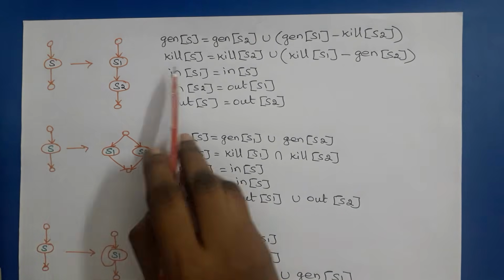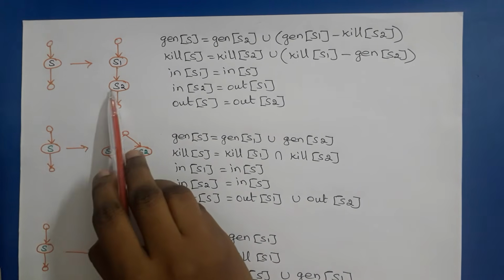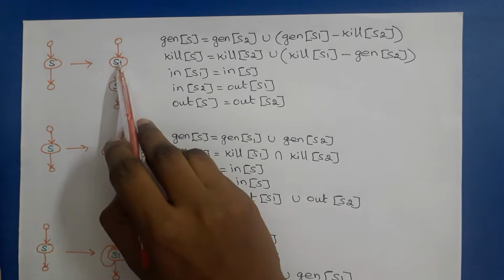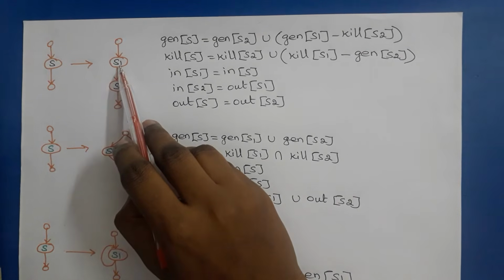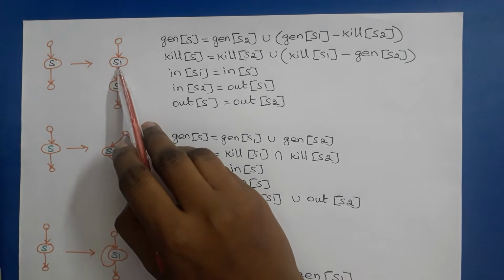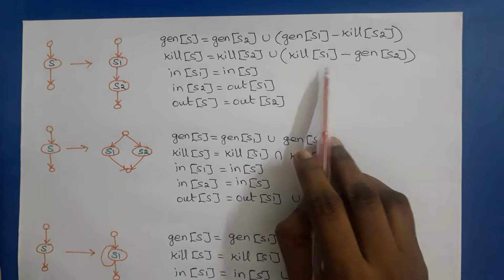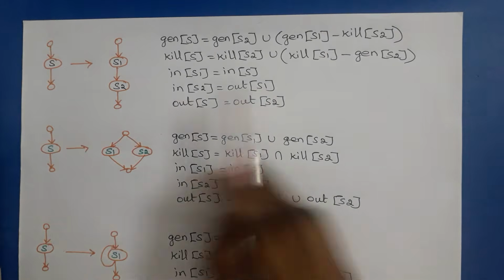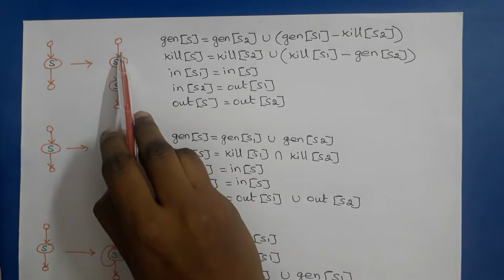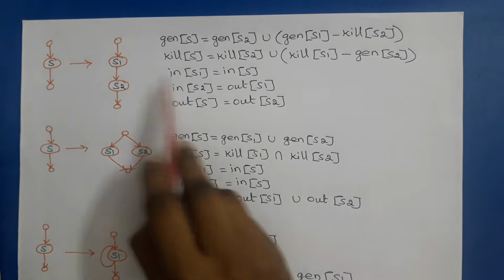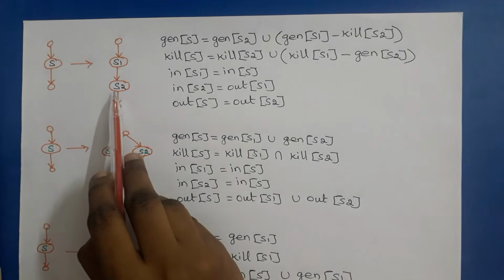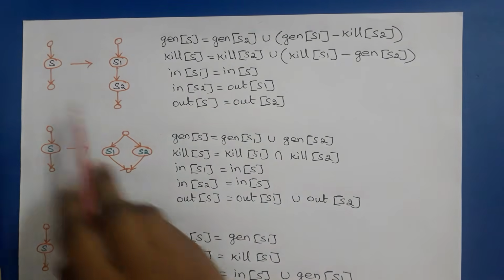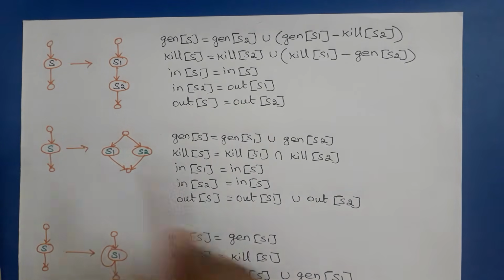Similarly, if you want to find kill of S, then it is kill of S2, all the information killed in S2, union kill of S1 minus gen of S2. Some information killed in S1 may be generated in S2, so that is written as kill of S1 minus gen of S2. Then what is in of S1? In of S1 is in of S, and in of S2 is out of S1. Then out of S is out of S2.